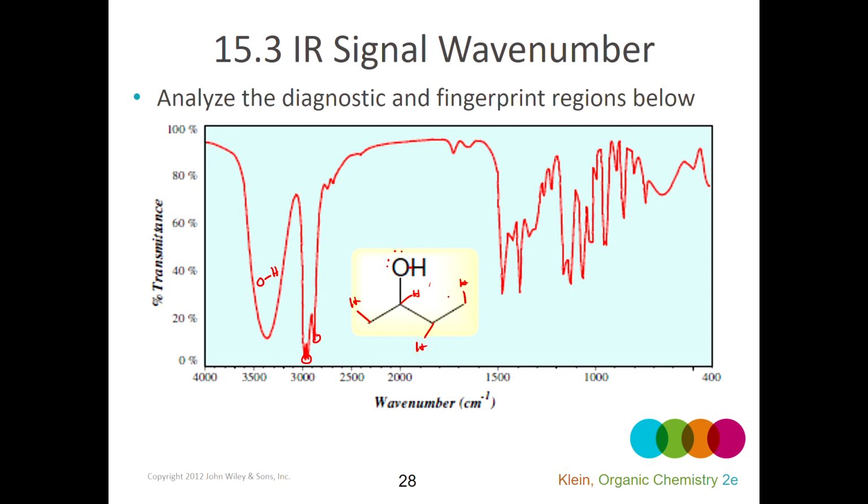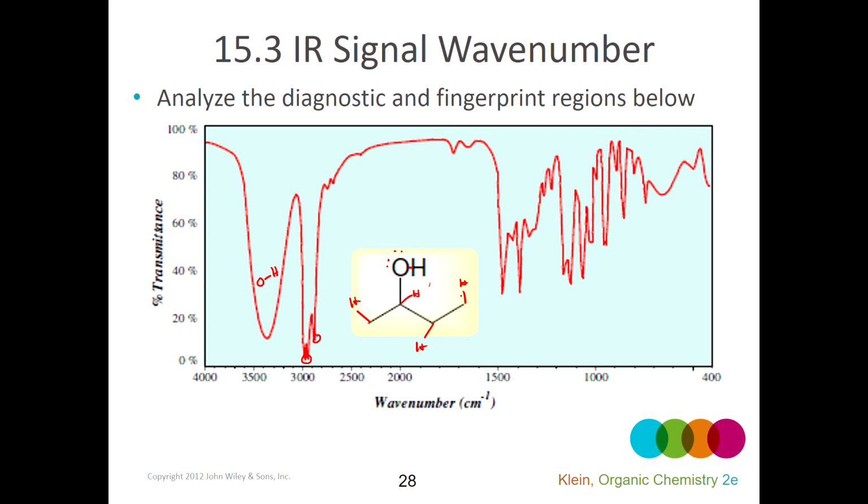So each of the CH bonds is producing a signal, and they're all adding and stacking on top of one another. That's why I have such a big, strong signal here. And that's why there's a couple different ones, because the different CH bonds require slightly different quantities of energy to stretch. And then there's really nothing else in the diagnostic region.